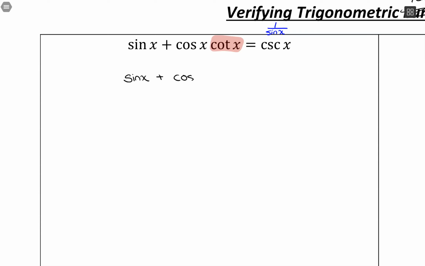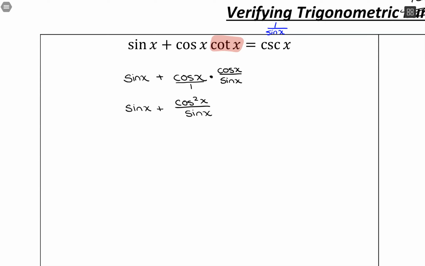So again, when you write these, make sure the variable doesn't disappear. It's important to have that value of x in our functions. Cotangent is cosine over sine. And I'm just going to multiply those together. So cosine is like cosine over 1. So I still have this sine x over here. Cosine times cosine is cosine squared over sine of x.